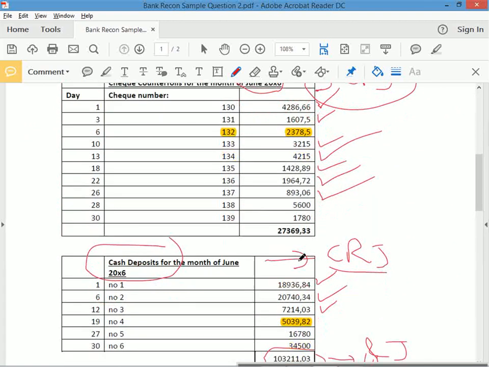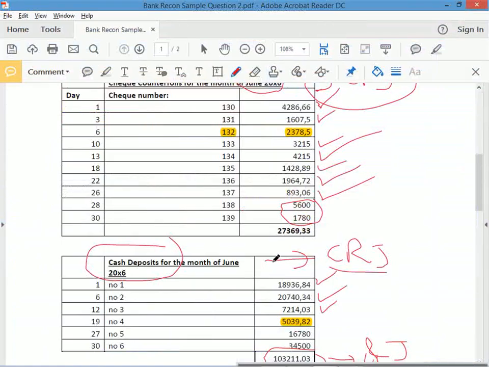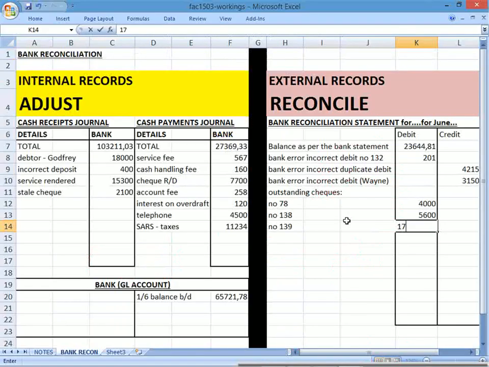Okay, check counterfoil for the month. Did you tick everything here? No, you didn't. The last 2 months weren't ticked. So what are these? Outstanding checks. More outstanding checks. 138, 139. If they're outstanding, they're eventually going to be debited. So when I debit this account, I'm going to debit this with 5,600, and I'm going to debit this with 1,780. Those are 2 additional outstanding checks. Make sense? Perfect.